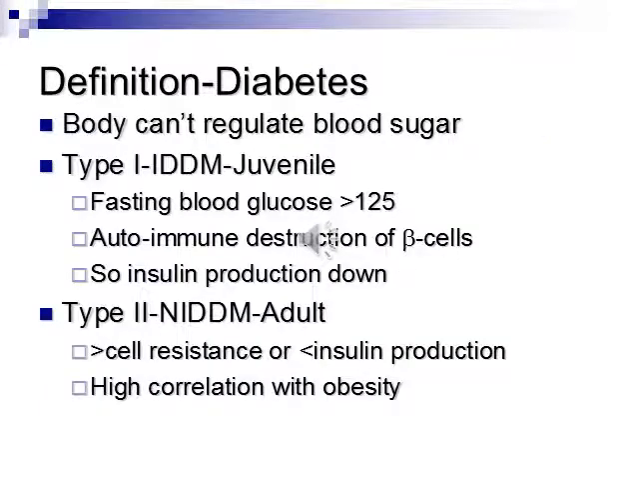So in looking at what diabetes is, diabetes is a condition where the body can't regulate blood sugar. Now there are two different types of diabetes that we're going to talk about here. They're not the only two types, but these are the two primary types you typically consider. So type 1 is your insulin dependent diabetes mellitus, or what's sometimes referred to as juvenile diabetes.